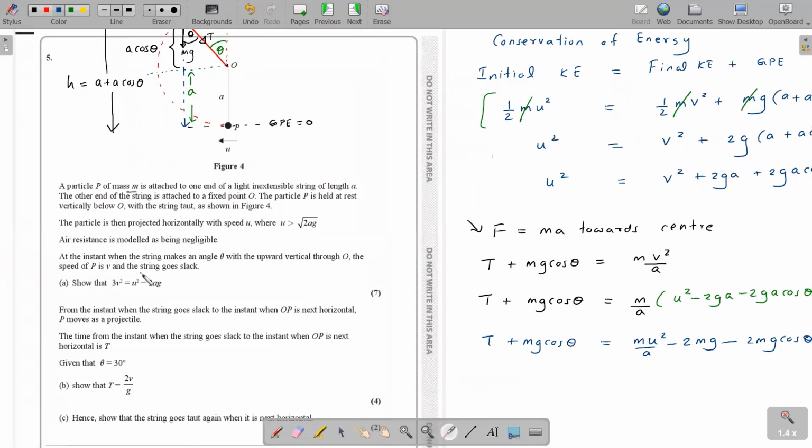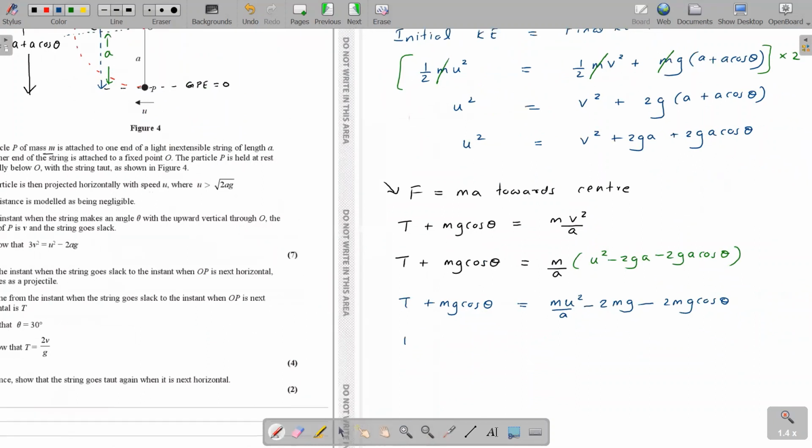They tell you at the instant when the string makes an angle theta with the upward vertical through O, the speed of P is v and the string goes slack. So when the string goes slack, what does it mean? Your tension becomes 0. So the string is slack at theta. Okay, the tension is 0.